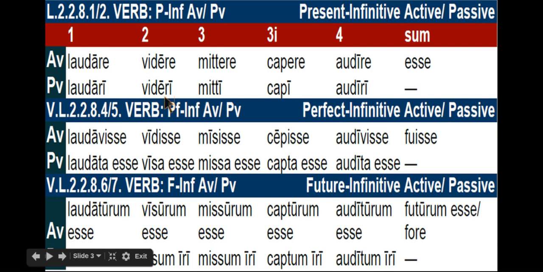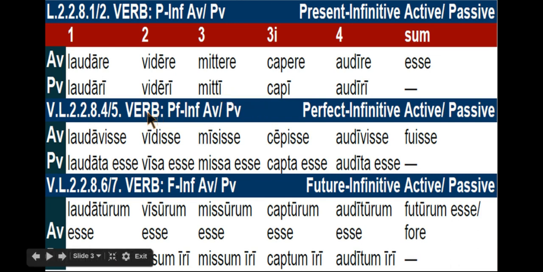Where you'll run into problems is dealing with the present infinitive passive of the third conjugation, and third-io, of course, which indicates that it's shorter. It's not caperi, it's capi and mitti. Well, that looks like the first singular perfect, Reverend Greg. It does, but the perfect stem isn't found at the beginning of that ending. Therefore, it's the present infinitive passive.